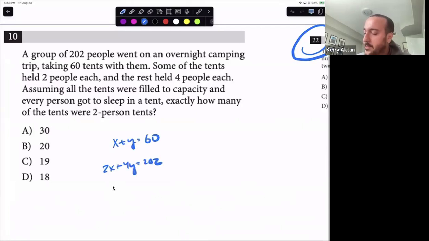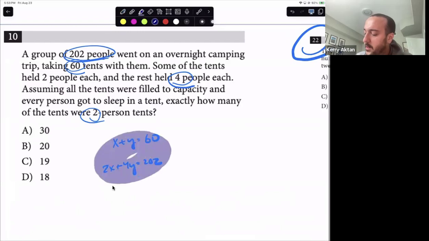Again, you can go back and read that, but look: 60 tents, two types of tents, two-person and four-person tents, have to add up to 202 people. These are my two equations. At that point, I would pop this into Desmos and then find where they intersect.